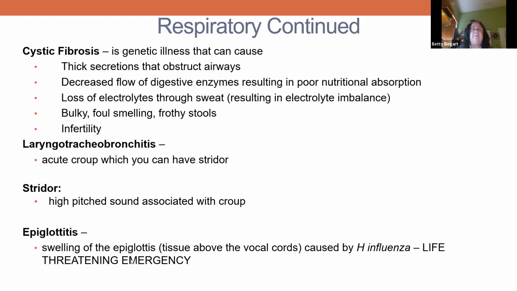Laryngotracheal bronchitis, LTB. This is all upper airway. Again, this is croup, and this is stridor. This is inspiratory. This is a barking cough. You can hear it, and that's croup. You know what that child has. Stridor is that you're trying to get air in, and it's swollen.